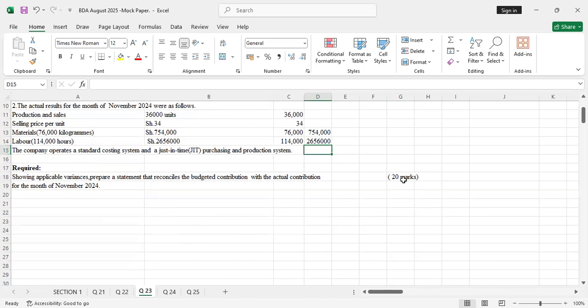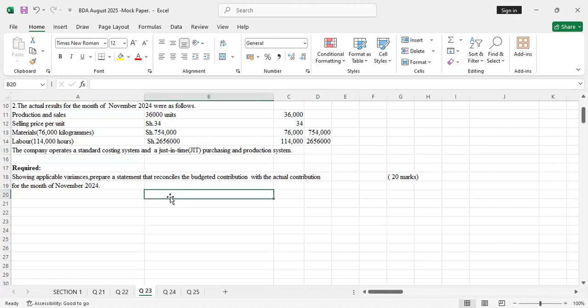So for you to reconcile, we have to prepare a budget. We'll prepare a budget where we'll have the original budget, first, the flexible budget, we'll flex the budget, then the actual budget, so that we'll be able to get the profit, so that you can reconcile the profit from budgeted to actual. We can only do the reconciliation once you have done the statement of profit or loss.